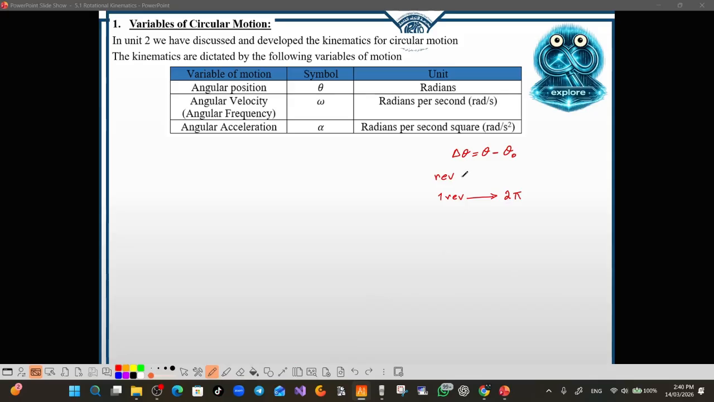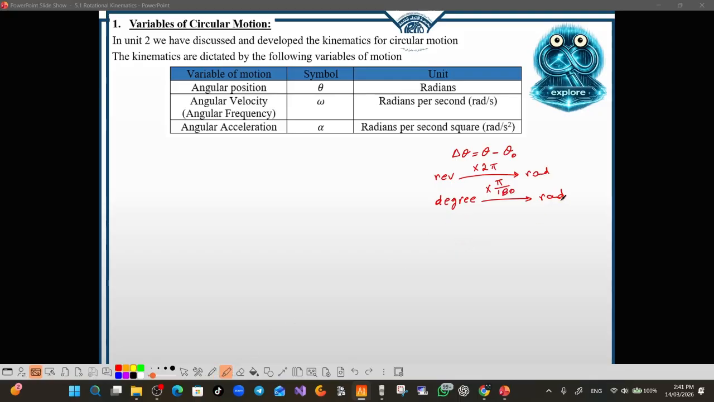Now, to convert from revolution to radian, we just multiply by 2 pi. Another way to express the angular displacement is by using another type of measurement, which is degree. To convert from degree to radian, we multiply by pi over 180.